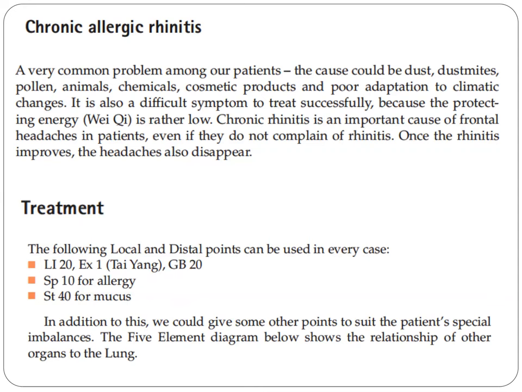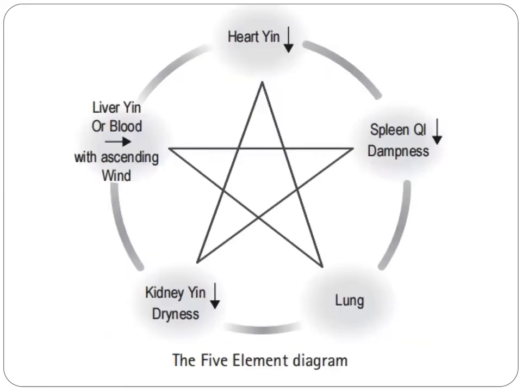For treatment, the following local and distal points can be used in every case: LI20, extra point 1, the Taiyang, and GB20. Spleen 10 for allergy, stomach 40 for mucus. In addition to this, we could give some other points to suit the patient's special imbalances. The 5-element diagram below shows the relationship of other organs to the lungs. In the 5-element diagram, there is decreased heart yin, spleen qi, dampness, the lungs, yin deficiency, dryness, liver yin or blood with ascending wind.